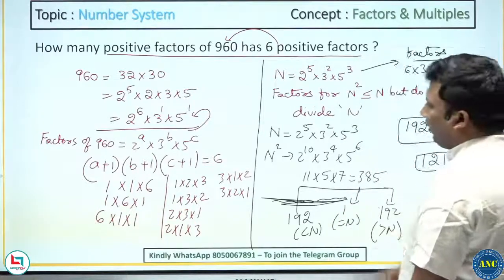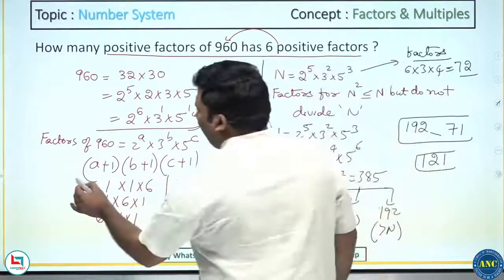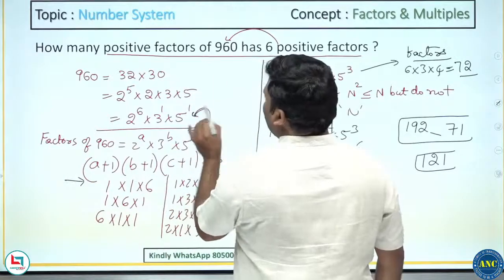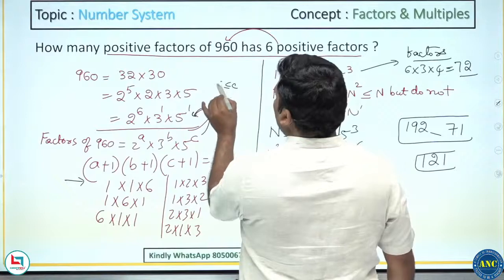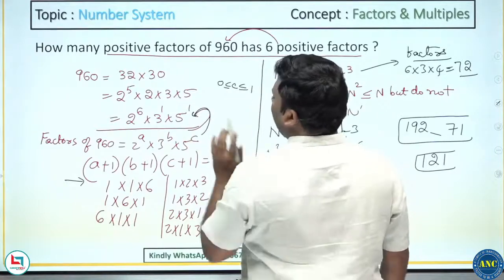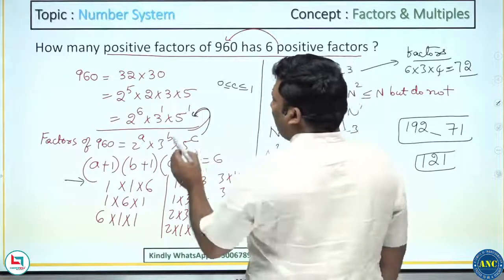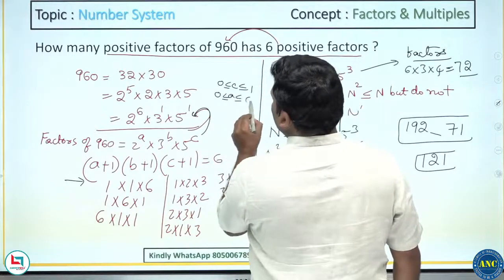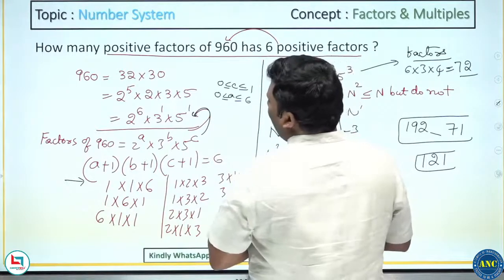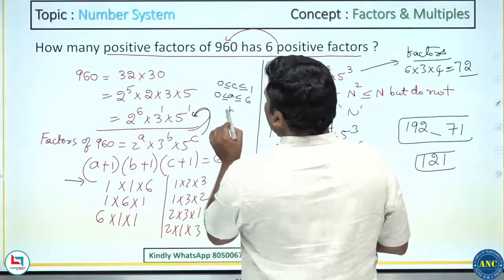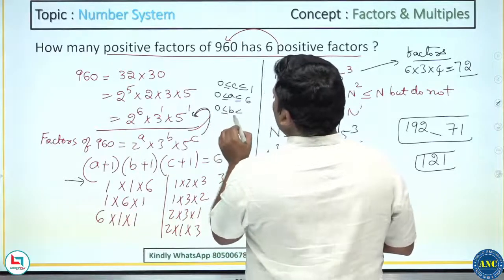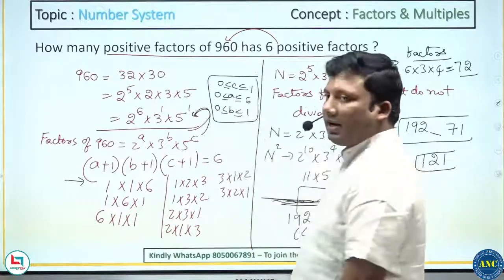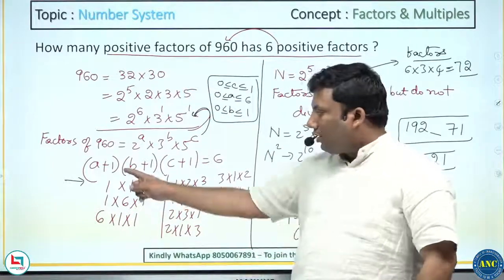Now listen carefully. If I take this case, C can range from 0 to 1 because the highest power of 5 is 1. A can range from 0 to 6. It cannot take any other value beyond 6. B can range from 0 to 1.